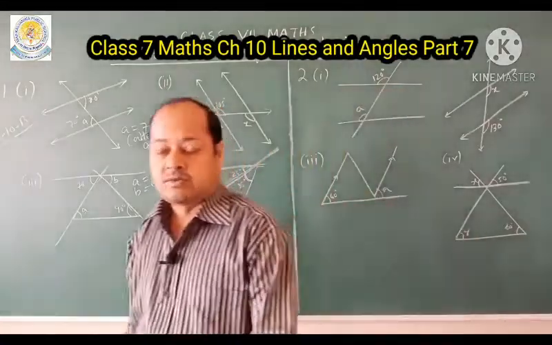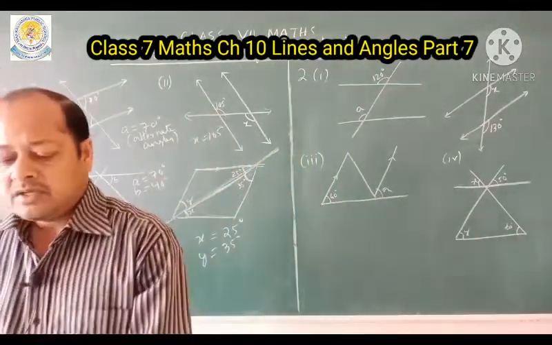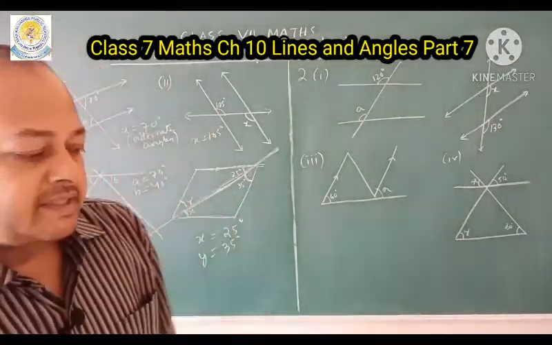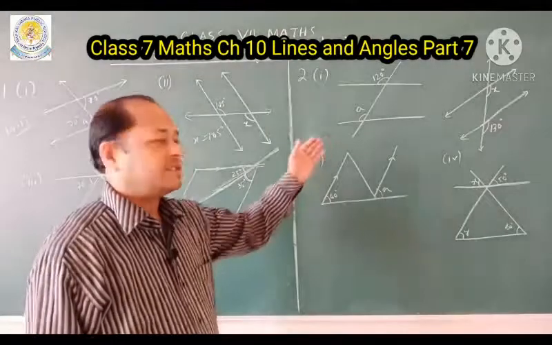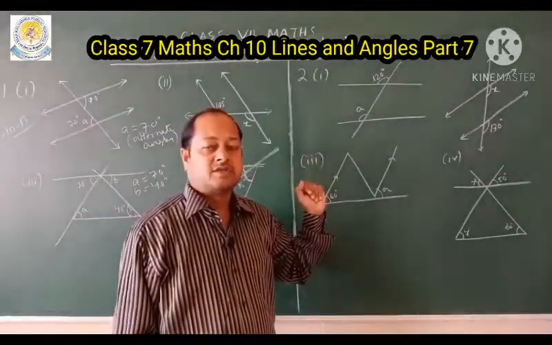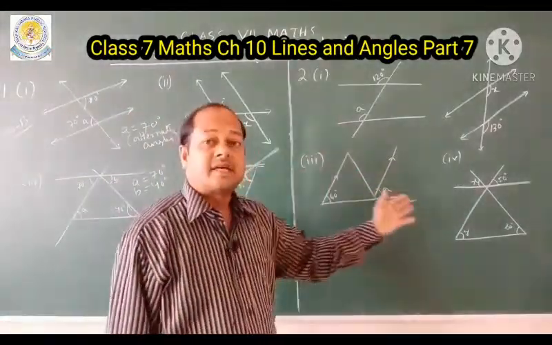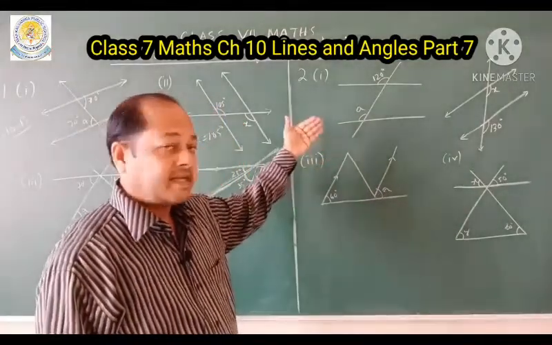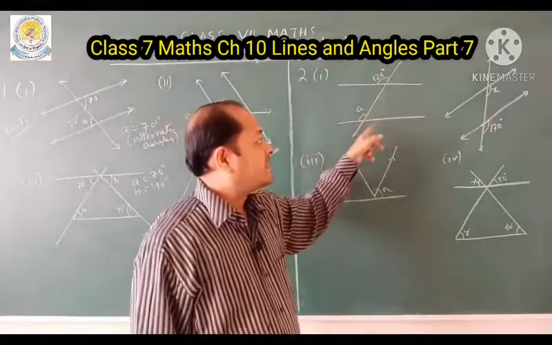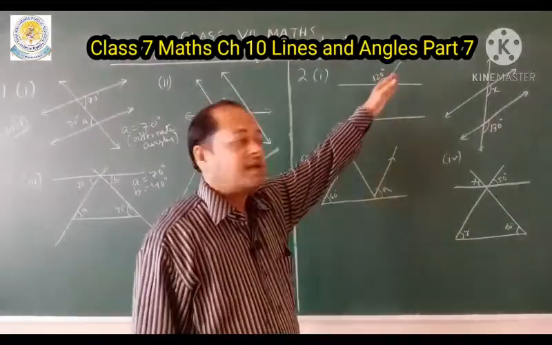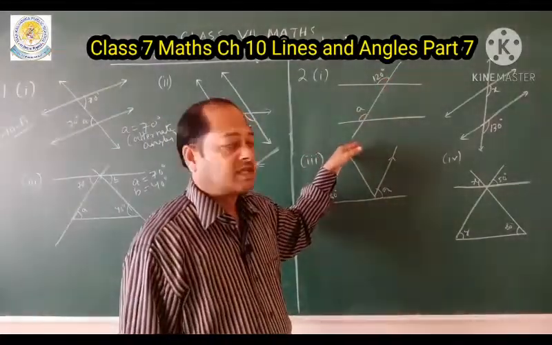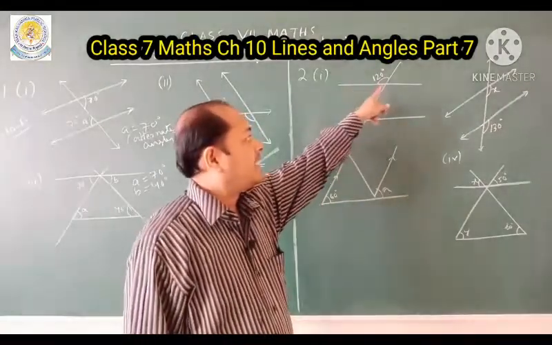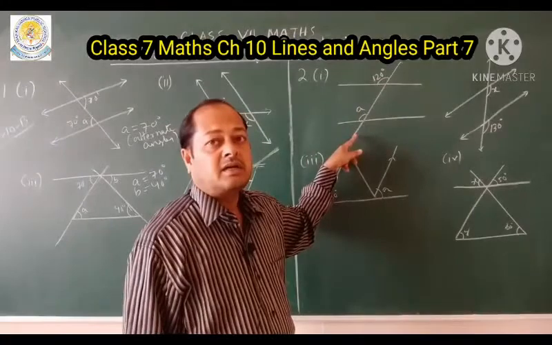Now look at the second question. What does it say? Type 2 is on corresponding angles. It is already mentioned in the question that it is based on corresponding angles. So what are corresponding angles? Again I am explaining. If two lines are parallel and one transversal line crosses them, then the angles on the same side of the transversal line are corresponding angles.